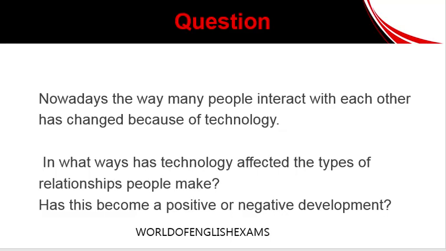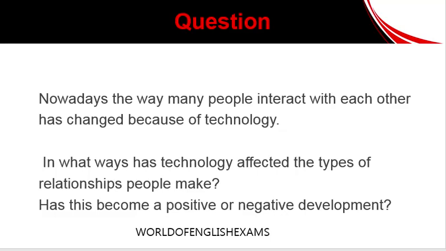Then what are the follow-up questions, and why is it called a double question? Because two questions are given to us, two follow-up questions. So, what are they? In what ways has technology affected the types of relationships people make? So, how has technology changed the way people interact? That is the first question. The second question is, has this become a positive or a negative development?